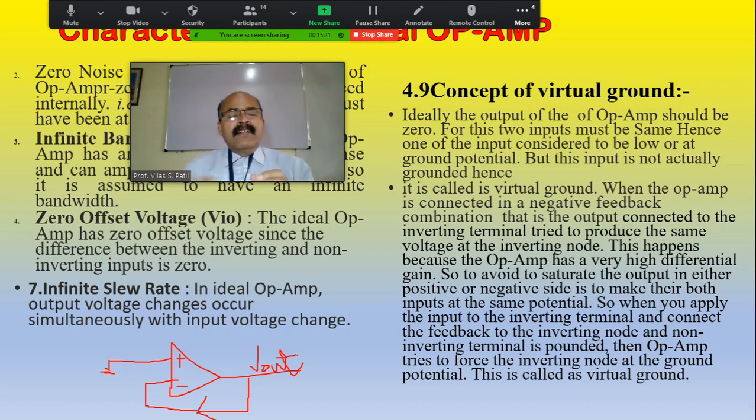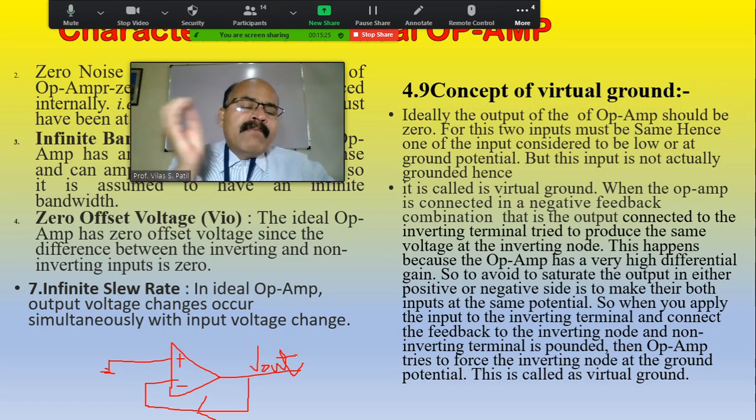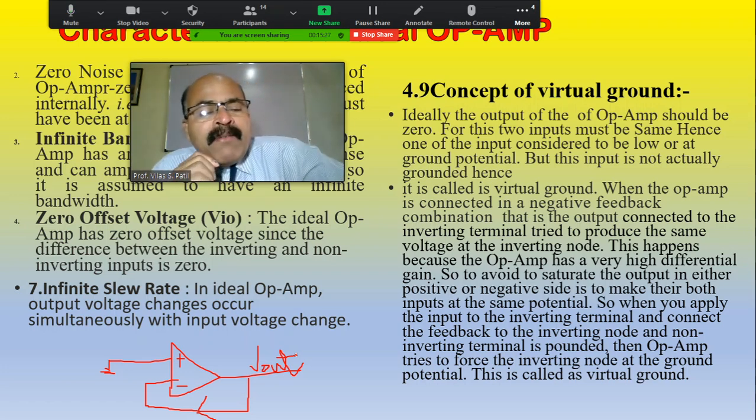Feedback is if a small part of the output is feeding back to the input, injecting back to the input, that will be known as feedback. There may be positive feedback if the same phase is there. That is, if the output and feedback signal are in the same phase, that will be known as positive feedback.